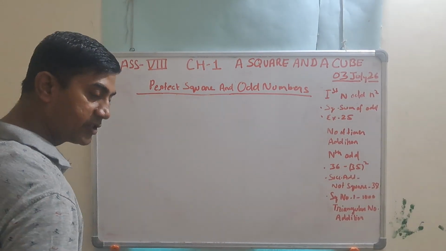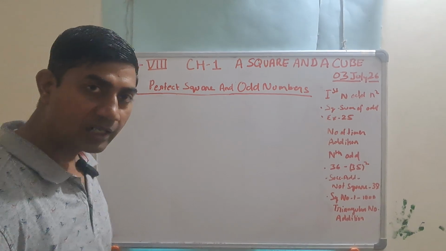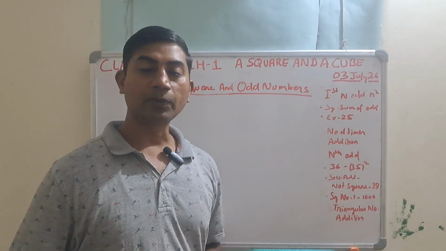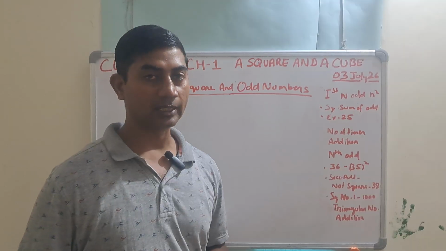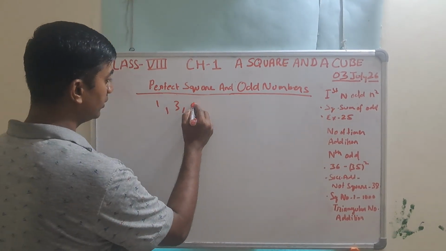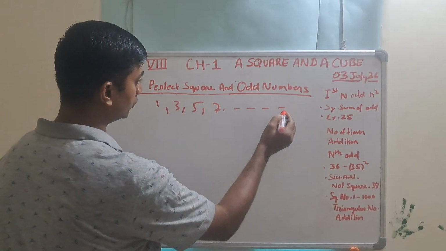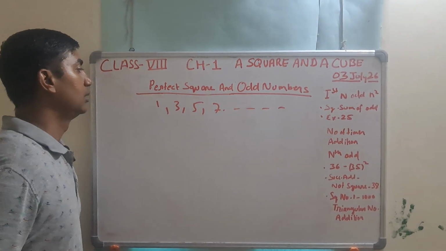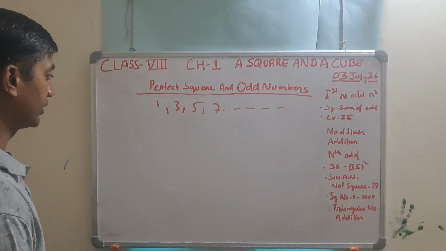The numbers which are divisible by 2 and you will get the remainder 1 are called odd numbers, or the numbers which are not perfectly divisible by 2 are the odd numbers. And what are these? 1, 3, 5, 7 and so on. These are the odd numbers. We will see how odd numbers are related to perfect squares.